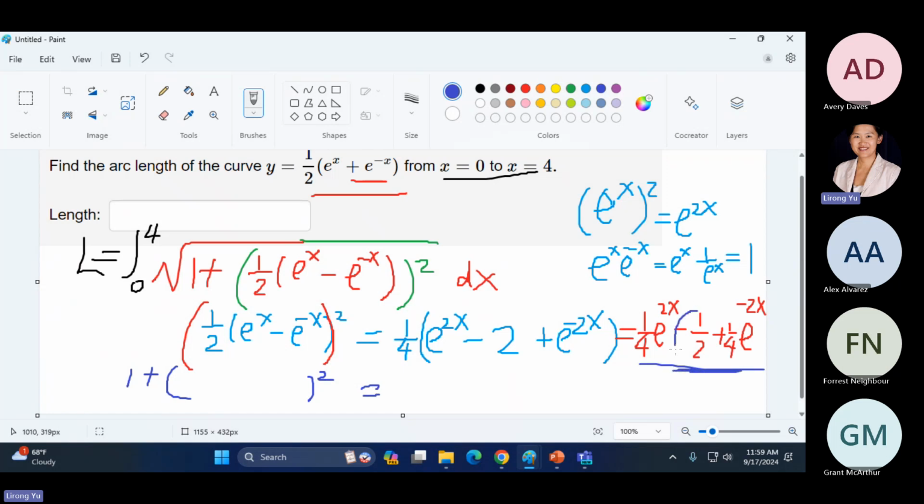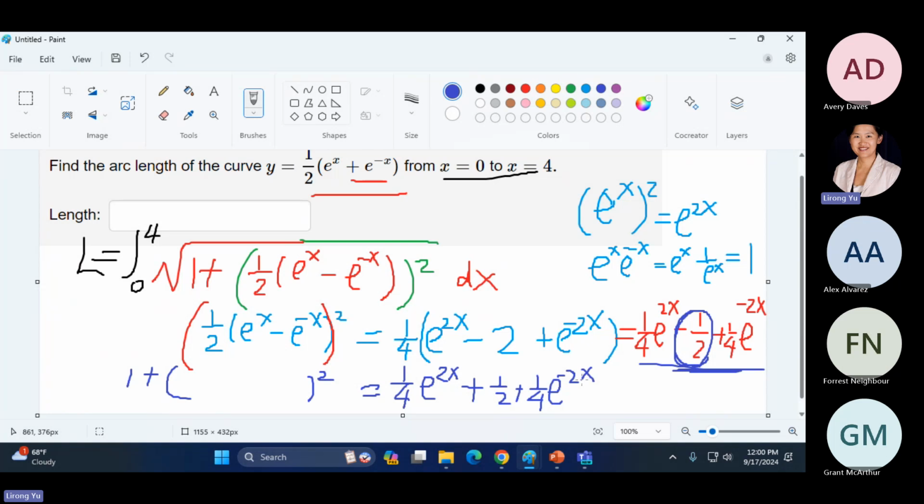If you plus 1, it won't change the exponential part. It's going to change the middle one. The middle one that has negative 1/2, if you plus 1, becomes positive 1/2. So it becomes 1/4 e to the 2x plus 1/2 plus 1/4 e to the negative 2x. So when you compare this, it's equal to a perfect square, right?